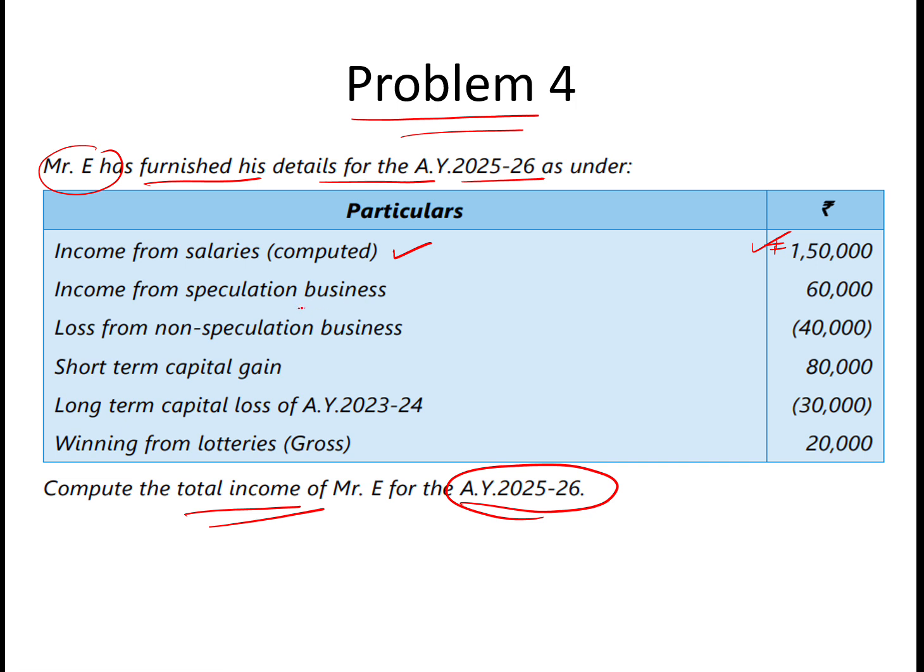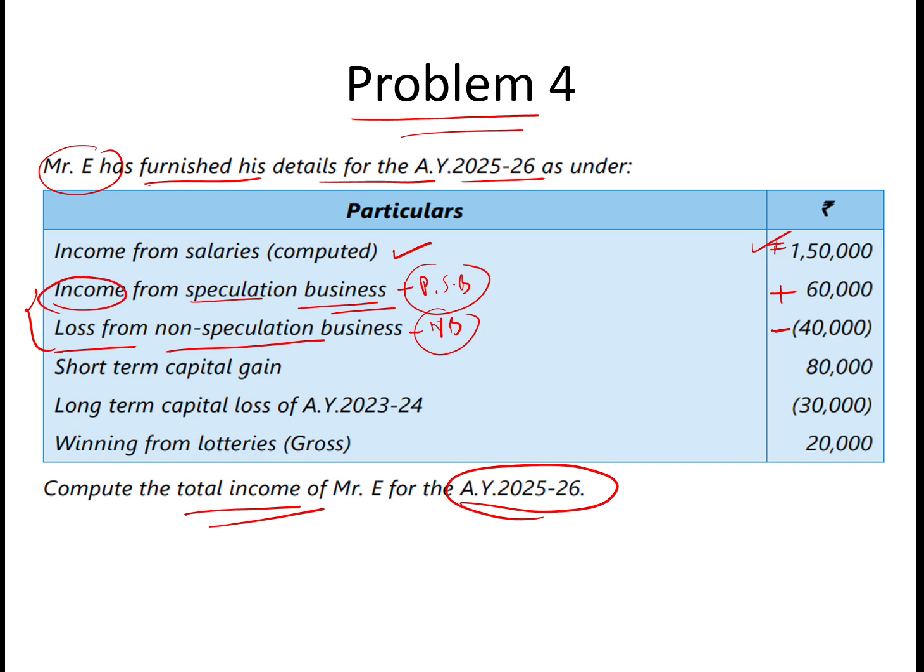Next we have speculation business income of 60,000, that is income from derivatives, futures, options, around 60,000. There is a loss from non-speculative business, meaning normal business, of 40,000. Now it is very important to remember the rule. Whenever speculative loss is there, this has to be set off against profit from speculative business only.